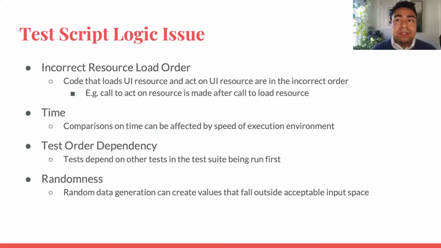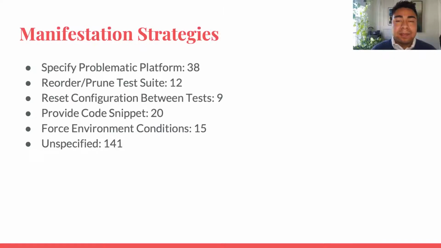Finally, we have test script logic issues, where the logic of the test case is at fault. This includes incorrect resource load order issues, where the code that loads some UI resource and then the code that acts on that resource are specified in the incorrect order. This category also includes a few other categories that have been identified in previous work, including time, test order dependencies, and randomness. Now we look at the manifestation strategies.